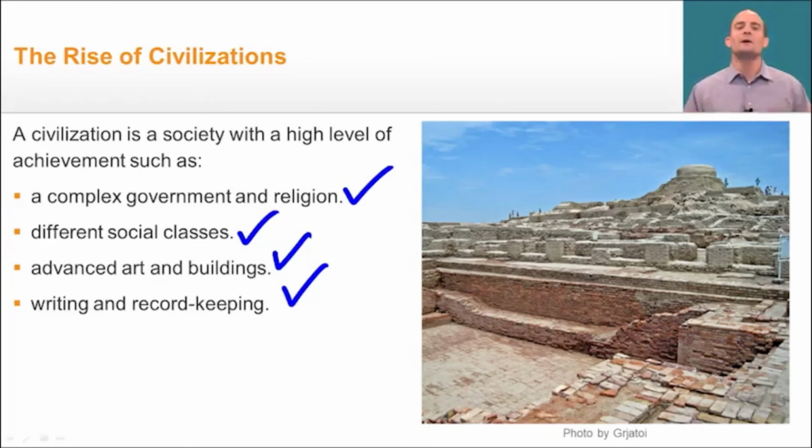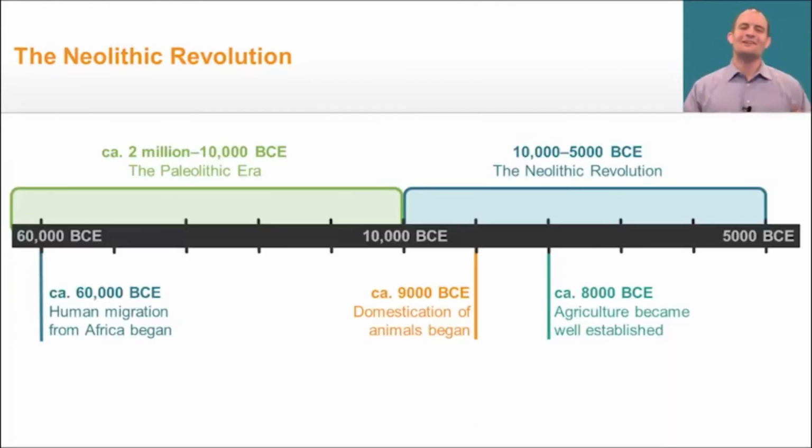So the big takeaway here is that gradually over thousands of years, society began to change. The population grew, and they were able to specialize in different things, and civilizations grew out of that. So you can see how the Neolithic Revolution was the cause, and the effect of the Neolithic Revolution was the rise of civilizations.